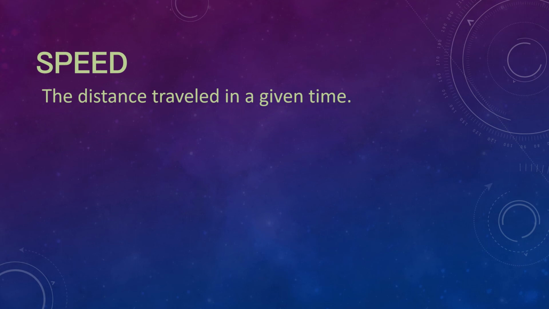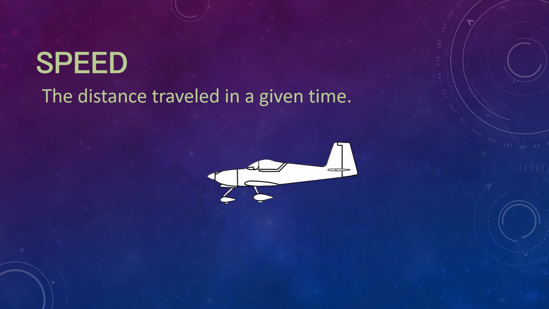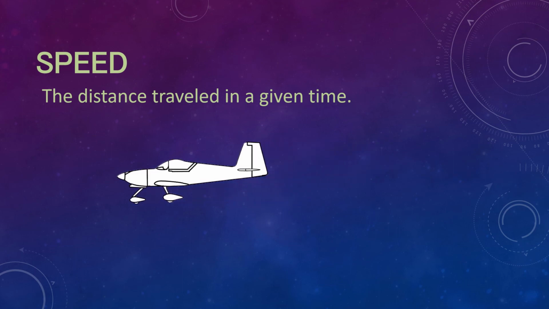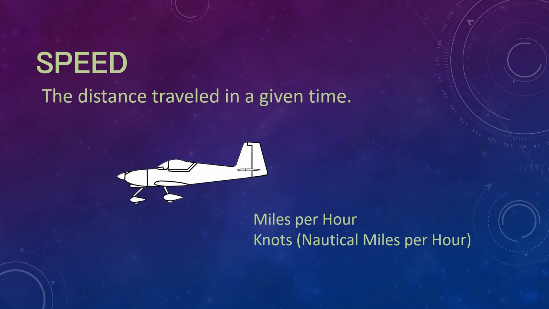Speed is simple. It's the distance traveled in a certain amount of time. In your car, you probably think of speed in terms of miles per hour. In most airplanes, it will be expressed in knots, which means nautical miles per hour. 1 knot is 1.15 miles per hour.